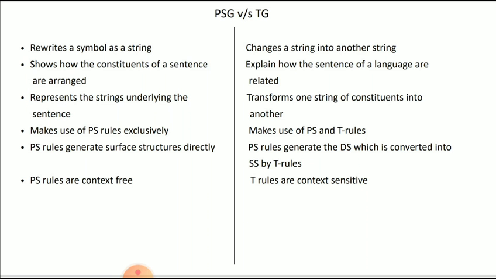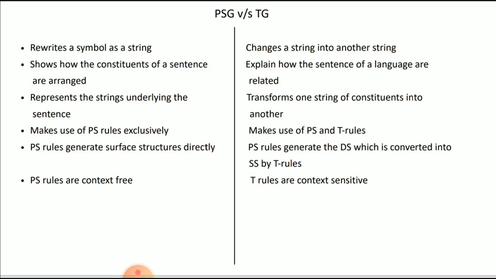Now, PS grammar generates surface structure directly. So, though I said that it has a deep structure, pardon me, PS grammar generates the surface structure directly. It does not show inter-sentence relationship, mind you. Remember, it does not show inter-sentence relationship. So, it generates the surface structure directly, whereas PS rules generate the deep structure in TG grammar, and T rules generate the surface structure. So, by applying the PS rules, we arrive at a deep structure, and to that deep structure, when we apply T rules, we arrive at the surface structure.